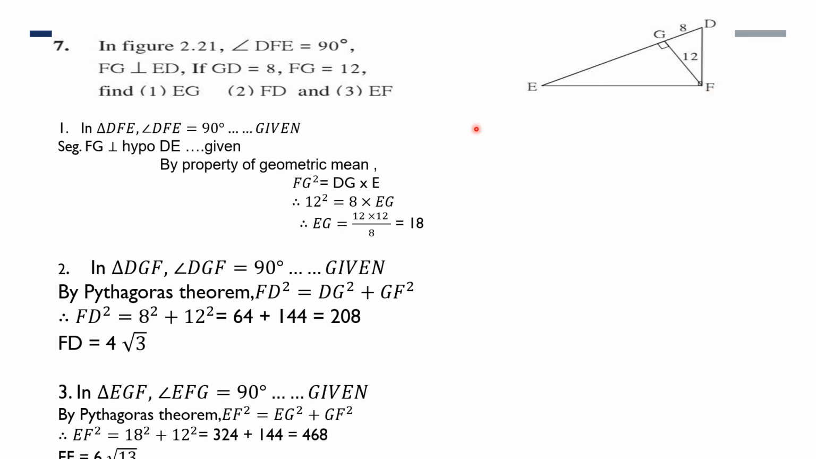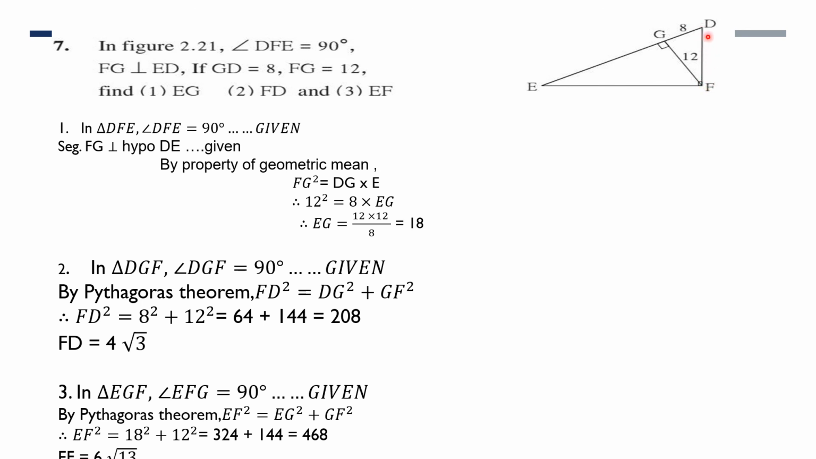Now for that, first write the given part in the example, then write what is to be found out, and then the solution. Now look at this figure. This is triangle DGF, which is a right angle triangle, and in this triangle the value of side GD is given, the value of side GF is given, DF is the hypotenuse, and therefore by using Pythagoras theorem we can find the value of DF. This is our first answer.